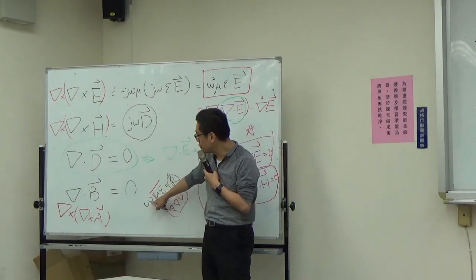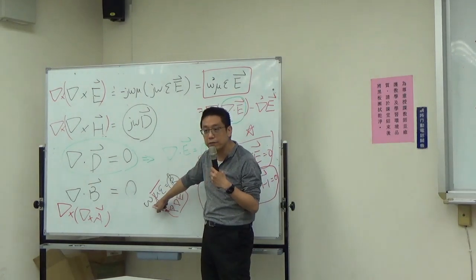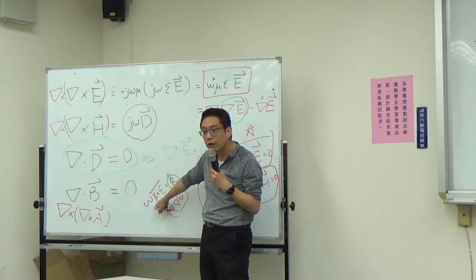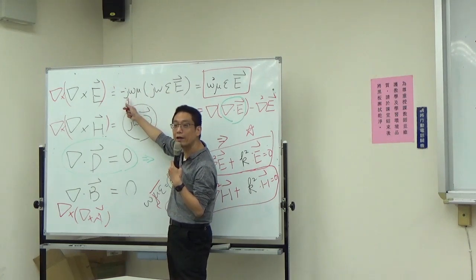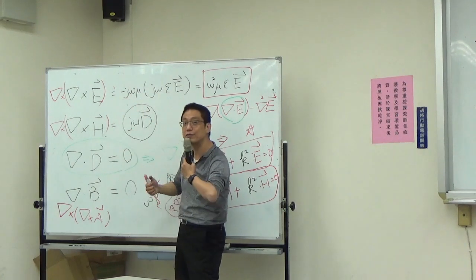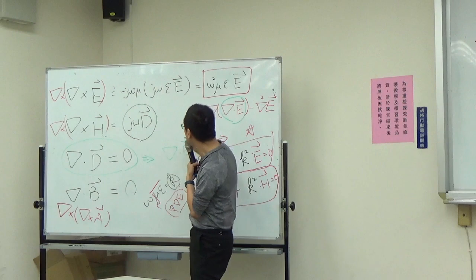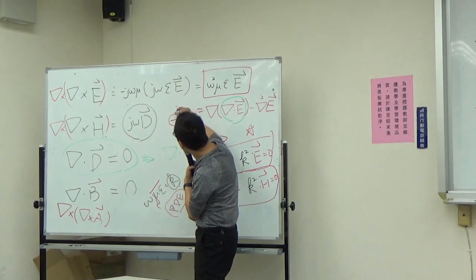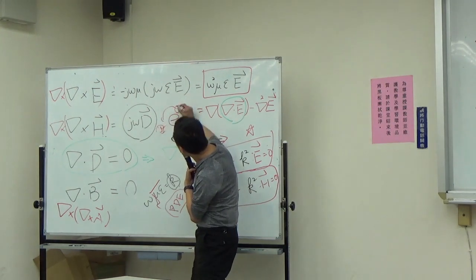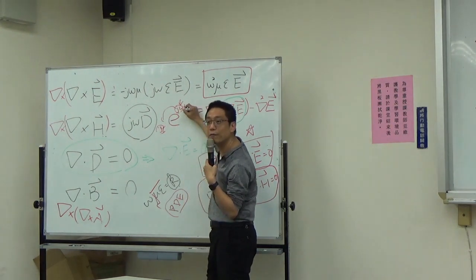Omega is 2 pi f. Anyone remember where omega comes from? Omega comes from j omega, right? Why do we have j omega? Because if it is time harmonic, every field's derivative can be taken and gives j omega. This is where the j omega comes from.